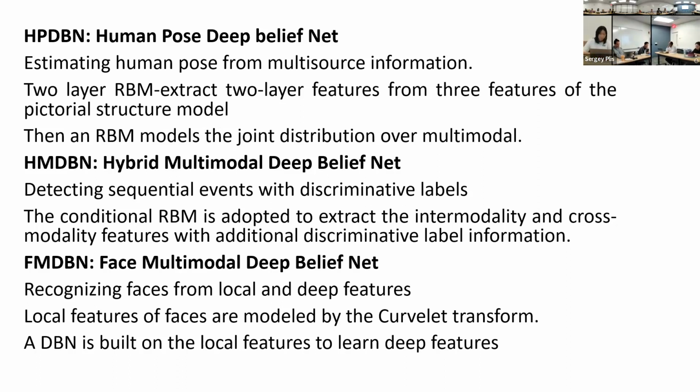Another method is the hybrid multimodal deep net that detects sequential events with discriminative labels. And the conditional RBM is adopted to extract the intermodality and cross-modality features with additional discriminative label information. And then another, the face multimodal deep net, which recognizes faces from local and deep features. Local features of faces are modeled by the Curvelet transform, and the DBN is built on the local features to learn the deep features.